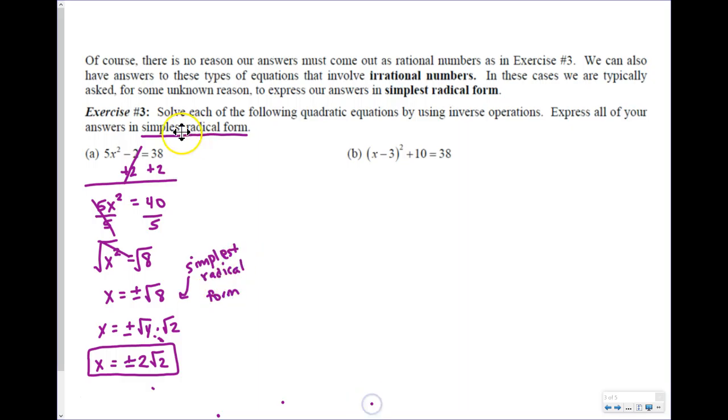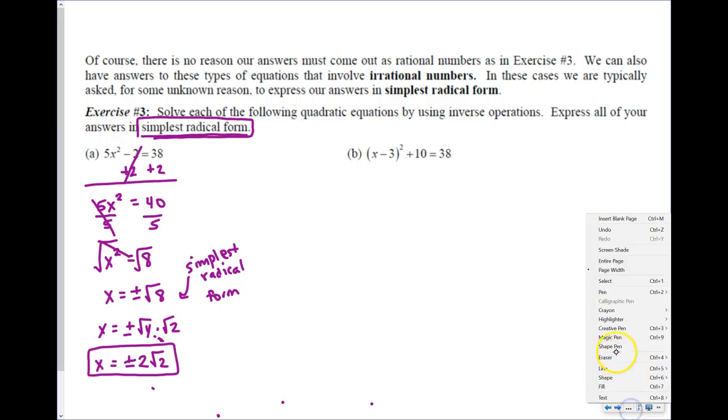And the clue here, and it's really important for the Regents, is that when the directions say simplest radical form, they want you to solve it this way. They want you to use algebra and solve it using inverse operations. And you'll find too that if I were to set this equal to 0 and try to factor it, I wouldn't be able to factor it properly.